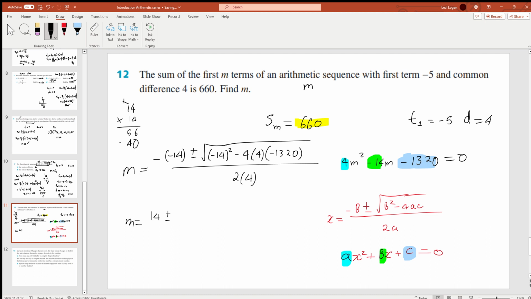4, and 1. So 196. So square root of 196. And then you got 1320 times 16. Okay, I'll need a bit of room for that one there.